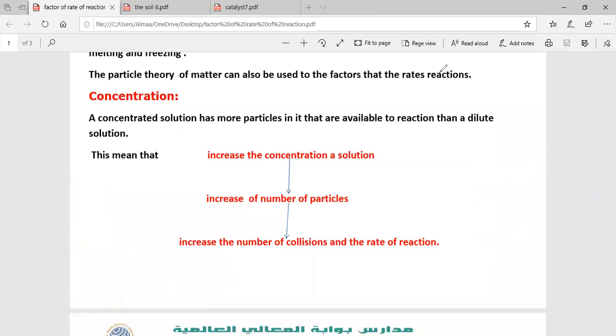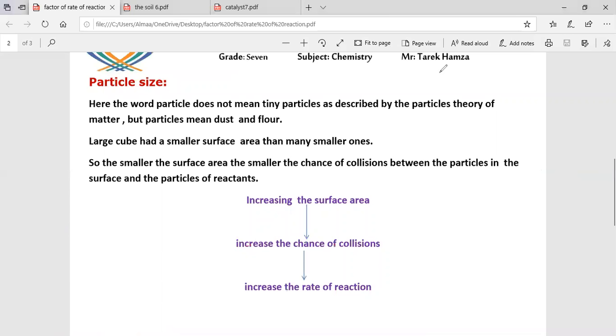The next point, particle size. Here, what's the meaning of particle? It doesn't mean tiny particles, but by particle theory of matter we mean that a particle is a small particle.